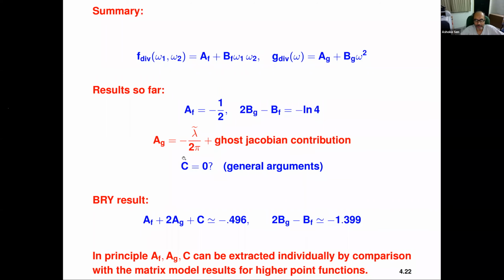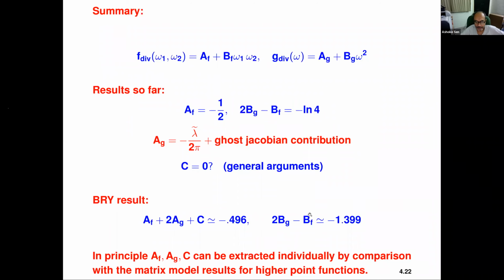C, we have not computed directly. General argument suggests that C is perhaps 0. But we'll see. If AG turns out to be 0, then that's a very good indication that C is 0, because we see that AF equal to minus half, and AG and C being 0 is quite close to what we see here, right? This is close to minus half. So that would be a satisfactory answer to this problem, but we don't know whether it's true or not.